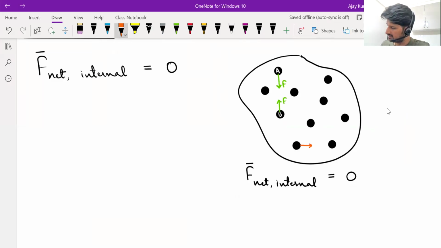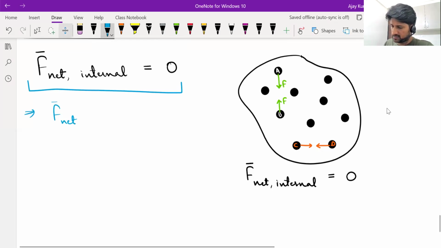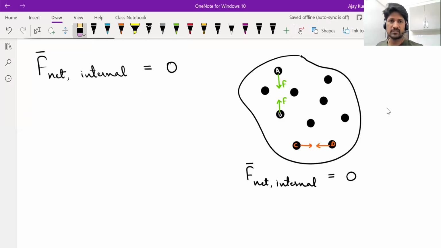Let's call this C, let's call this D. Suppose C and D also exert a force on each other. They will also be equal and opposite, they'll cancel, net force becomes 0. Internal forces do not contribute to the net force of a system at all. And because net internal force is always 0, we can say that internal forces... Okay, tell me, if net force is 0, which principle of physics is applicable? Which law of physics is applicable?